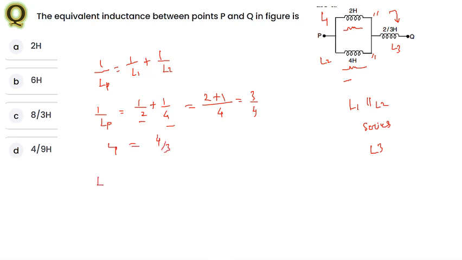Now this one LP plus L3 are connected in series. LP here is 4 by 3 and L3 they have given as 2 by 3. Taking 3 common, 4 plus 2, what you are having here is 6 by 3, that we call 2 Henry. So the resultant inductance across P and Q is 2 Henry. The answer is this one.